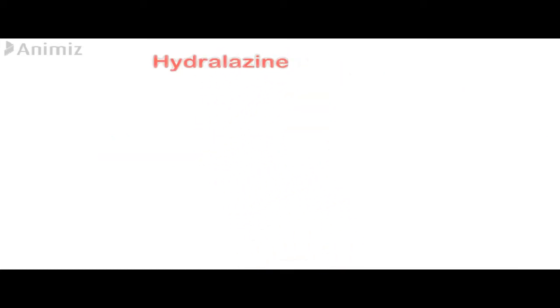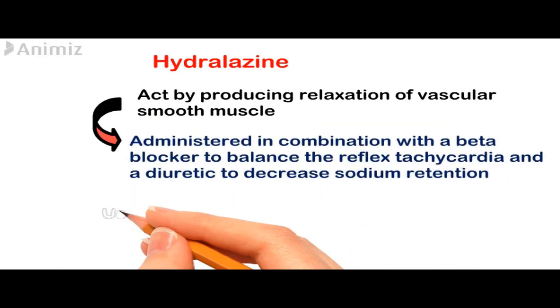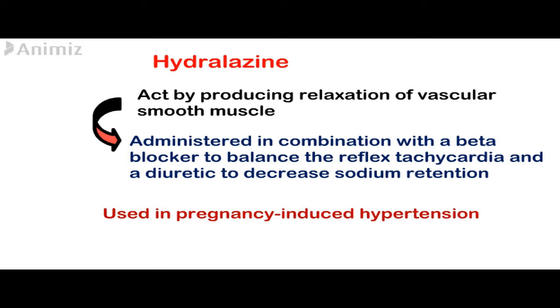Hydralazine is a vasodilator that acts by producing relaxation of vascular smooth muscle, which will decrease resistance and therefore blood pressure. And it is an accepted method for controlling blood pressure in pregnancy-induced hypertension. It is always administered in combination with a beta blocker to balance the reflex tachycardia, and also in combination with diuretics to decrease the sodium retention.